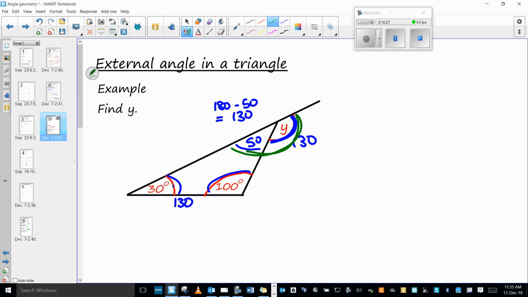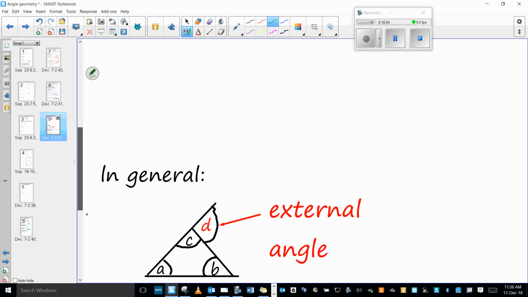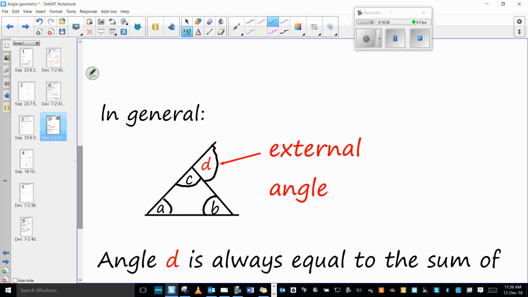So if you extend the line, then this angle here would be equal to the sum of these two. So the exterior angle is equal to the sum of the two interior opposites. Not the one attached to it, the other two. Alright? So in general, this is the exterior angle, and it's going to equal A plus B.